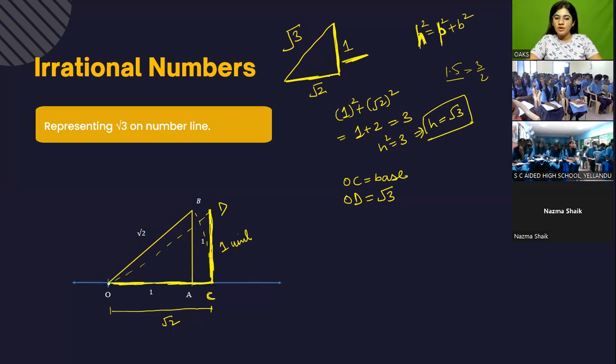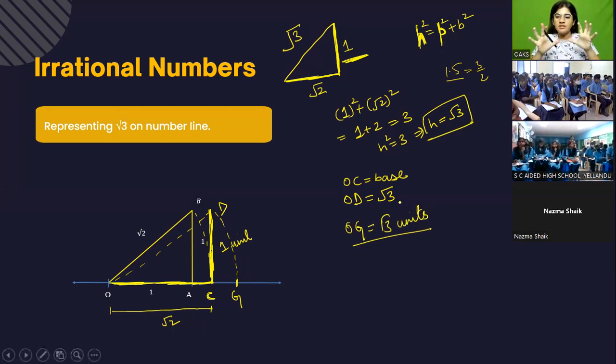Now we will put the compass on O and take OD as radius and draw an arc on the number line. So this will be OG. OG will be equal to root 3 units on the number line. I hope you understood how the concept works, how the Pythagoras theorem works here. We just want the base to be as long as it is, and the perpendicular can be as small as 1. So we'll try this.